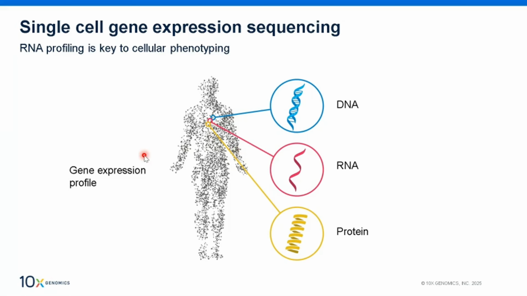If we want to give a term for this different set of genes being expressed in different cells, we can call it the gene expression profile of the cell. It's important to note that RNA profiling, to know what set of genes within a cell is being expressed, is the key to cellular phenotyping.